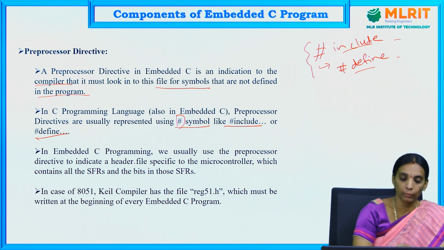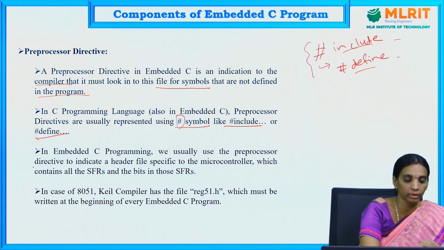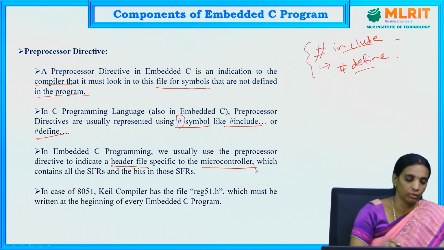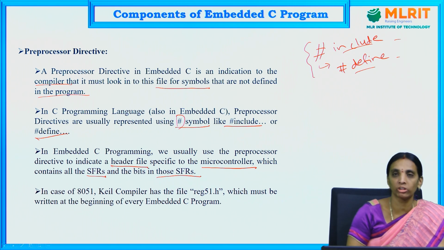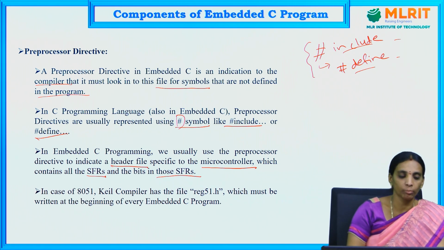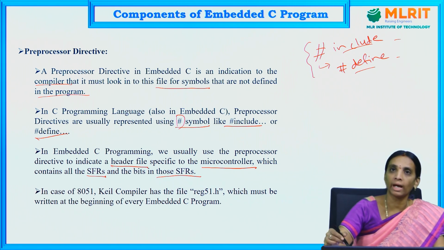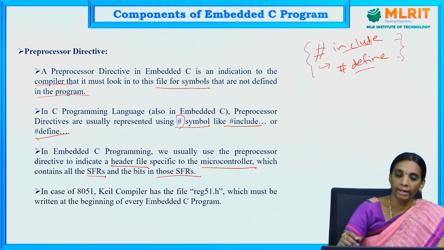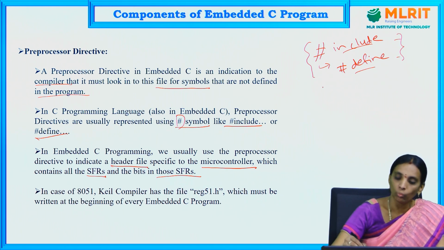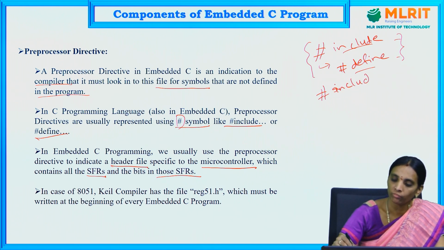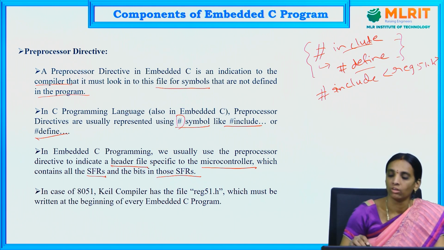In embedded C programming, we usually use the preprocessor directive to indicate a header file specific to the microcontroller, which contains special function registers and the bits in those special function registers. In normal C programming, we use only hash include, hash define. But in embedded C programming, we can use some header files, like hash include reg51.h.